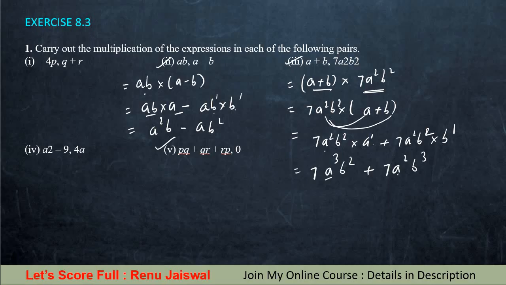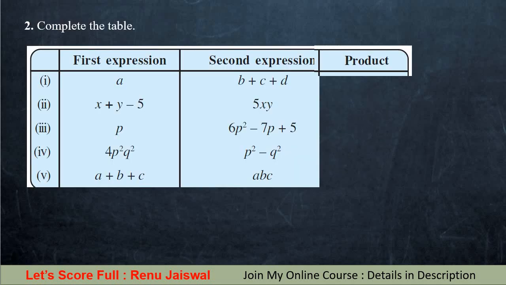Let's see this sum. This is the simplest question ever, you can say. PQ, QR and RP. We are multiplying it with 0. Any number multiplied by 0 is 0. It's a number or it is algebra, does not matter. Means even a polynomial when multiplied by 0 will give you 0. Correct?